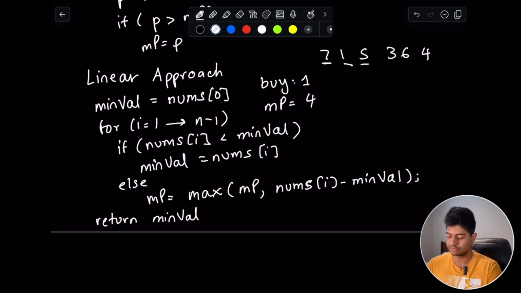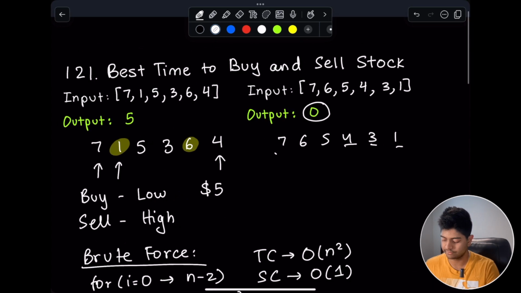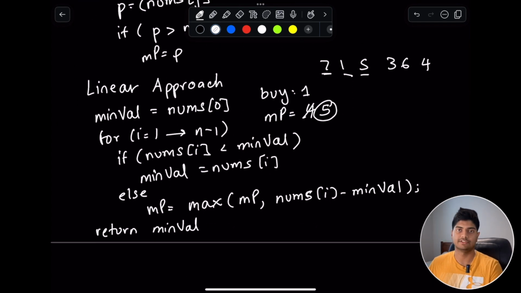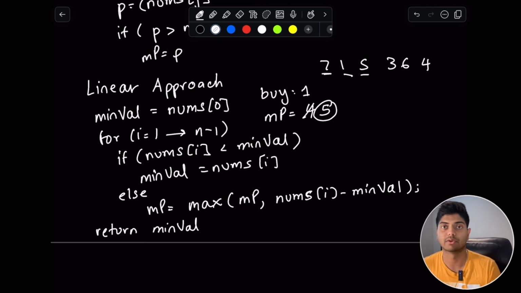Then we're going to go to 3. 3 minus 1 will be 2. It's not more than the max, so the max still stays. 6 minus 1 will be 5, so it works out. And then 4 minus 1 will be 3. It's not greater than 5, so we get our answer of 5. And for any example where prices are decreasing, our MP will start off at 0, right? And so anytime it's negative, we're not going to take it.